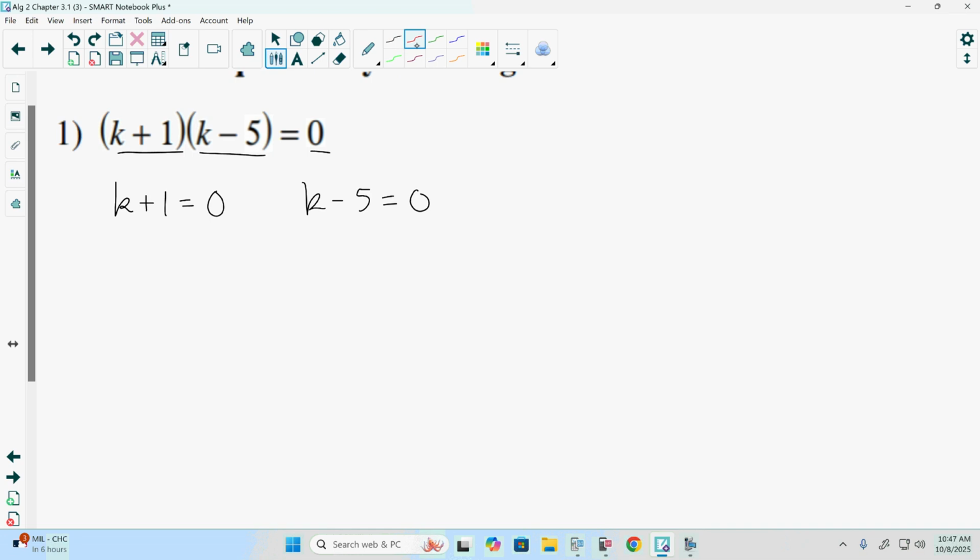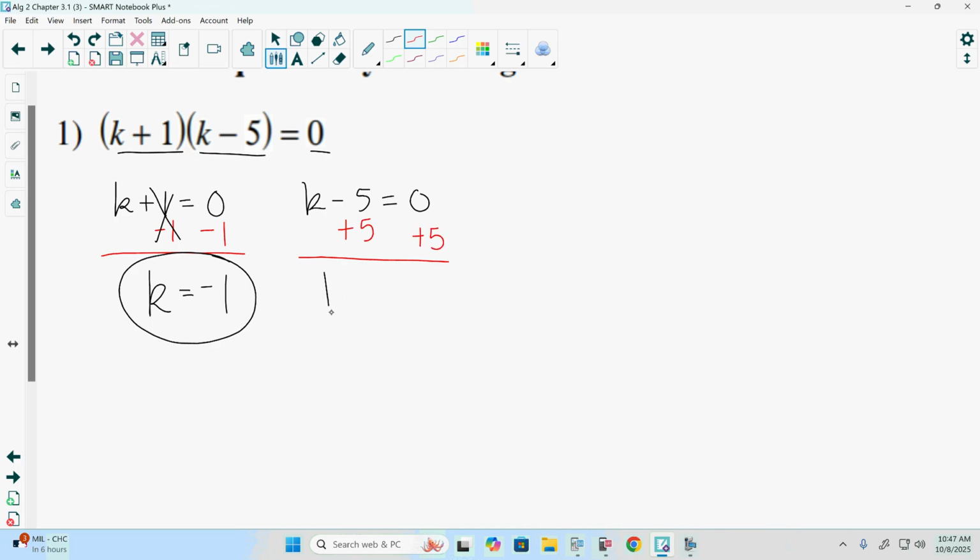Now at this point we can solve. k plus 1 equals 0. To get k by itself we would subtract 1 from both sides, because negative 1 plus 1 is 0, and 0 minus 1 is negative 1. So it's telling us if k is equal to negative 1, that entire left side is going to become 0. For k minus 5 equals 0, if we solve this, we would add 5 to both sides, telling us k is equal to 5.